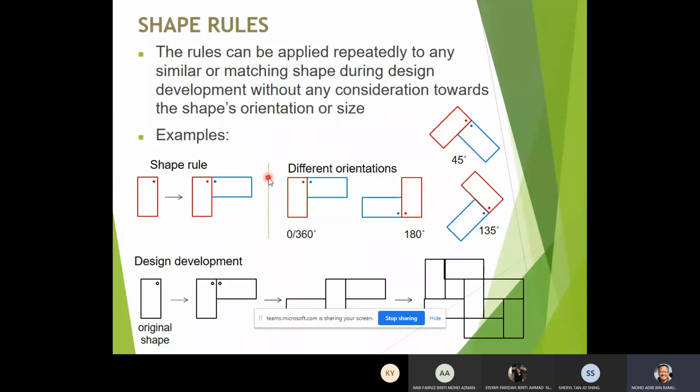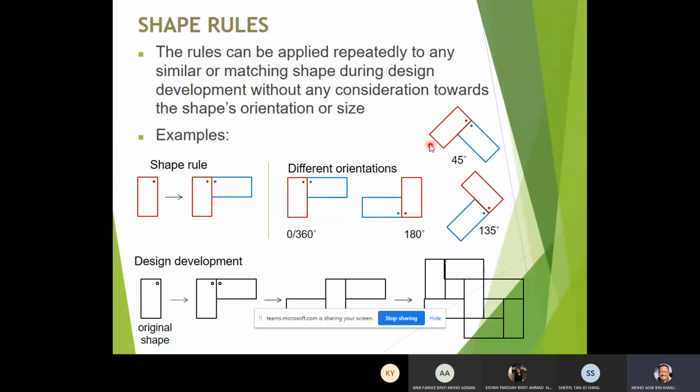So let's say, for example, during the process of transformation, right? For example, you have more than one shape rule. So maybe you have another rule that specifies that the original shape is going to be rotated 45 degrees like this.